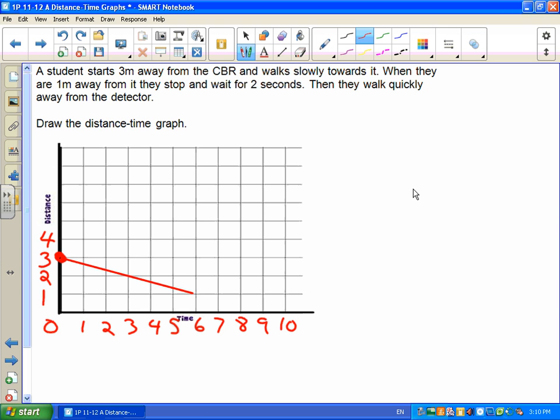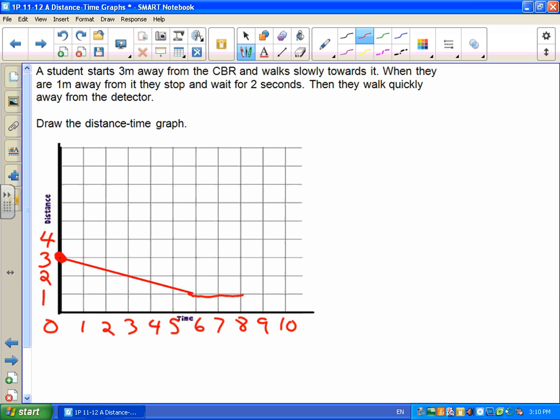Next thing they do is they want to stop for 2 seconds. So what do I need if they're going to stop? Logan, what kind of line do I need if they're stopped? Should it go up, down, straight across? Yeah. And it says they stop for 2 seconds, so this should go for about 2 seconds there like that. Okay? So straight across like that.